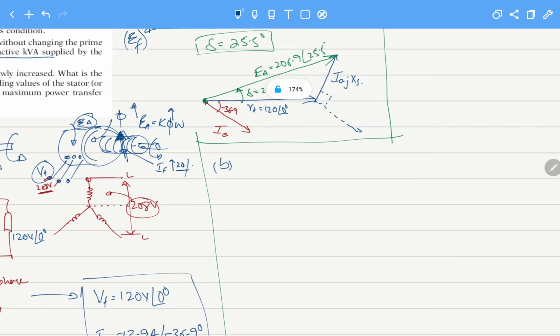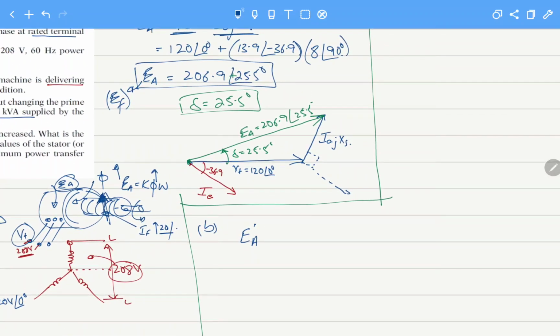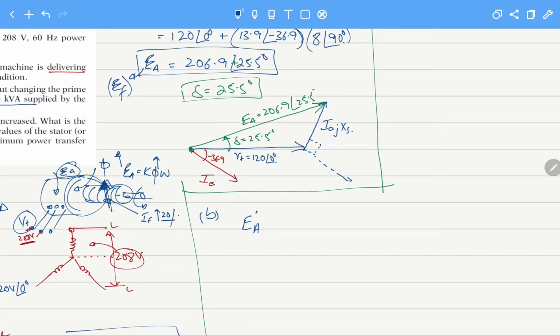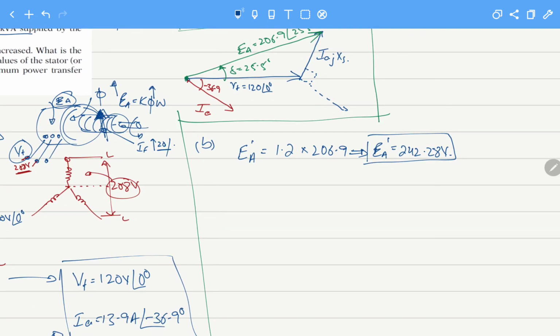To solve this problem, first of all, after our new condition, we can say that EA was calculated here. Now they have increased it by 20%, so it will become 1.2 times 206.9, so EA prime will be 242.28 volts. This is after increasing the excitation current inside the machine.